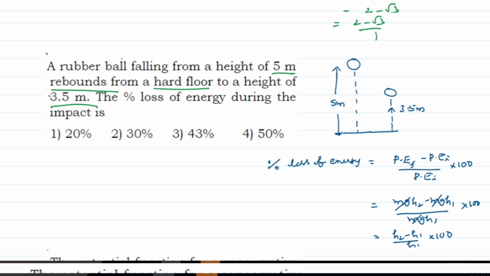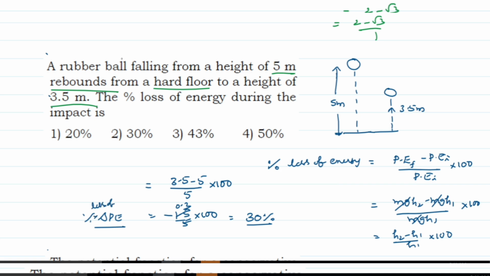Here h2 is given as 3.5 meters, minus 5, by h1 which is 5, into 100. This is nothing but minus 1.5 by 5 into 100. So this is 0.3, 0.3 into 100 gives 30%, students. So the minus represents the loss in potential energy. Percentage loss of potential energy is nothing but 30%.